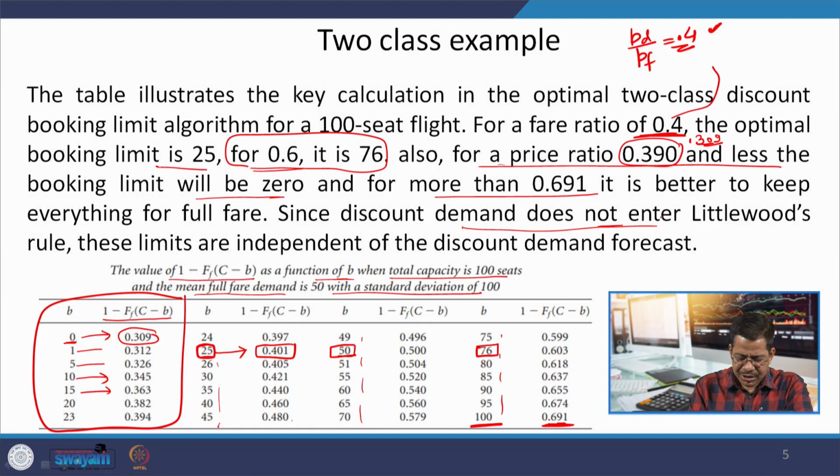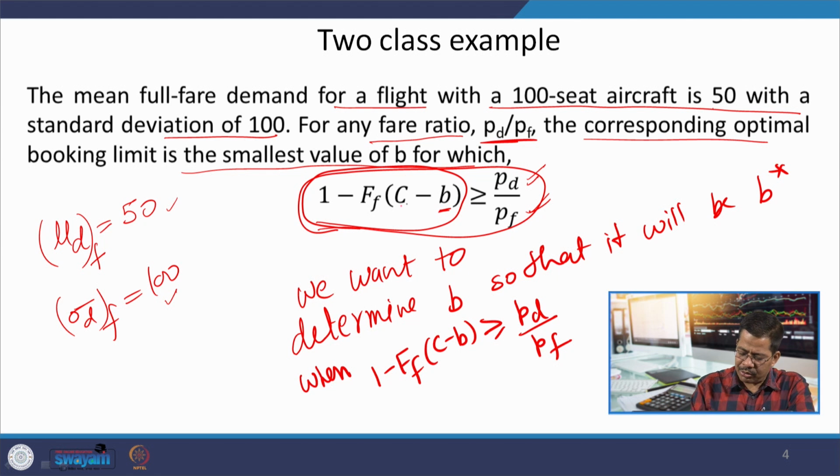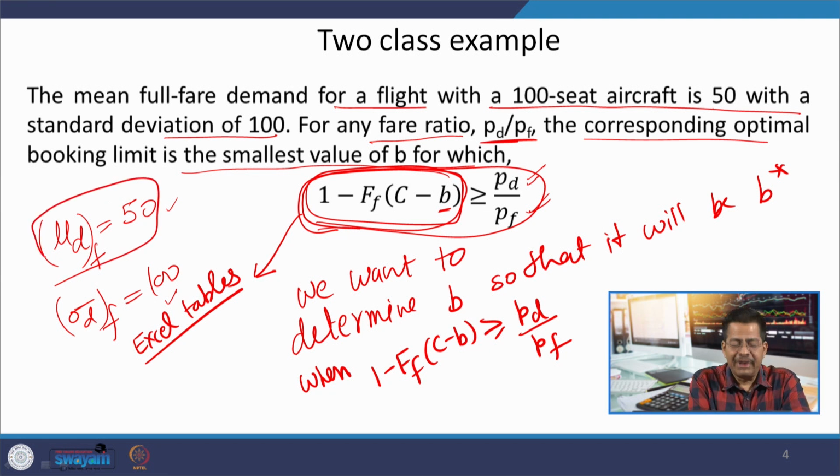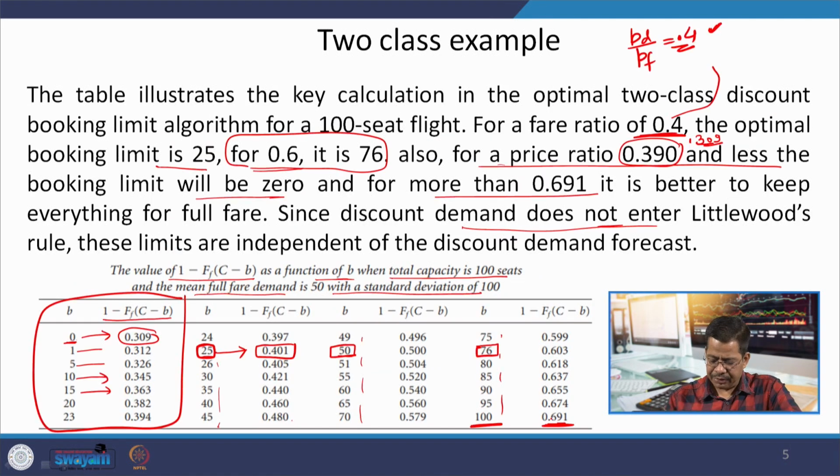So, for this you just need to calculate this particular value of the function, and for getting this value of the function you can use Excel tables, where you are using this function for calculating the value of F(C minus b), and this will be calculated using the value of mean equals 50, standard deviation equals 100, and accordingly all these different values are calculated, which are directly used in this particular table.